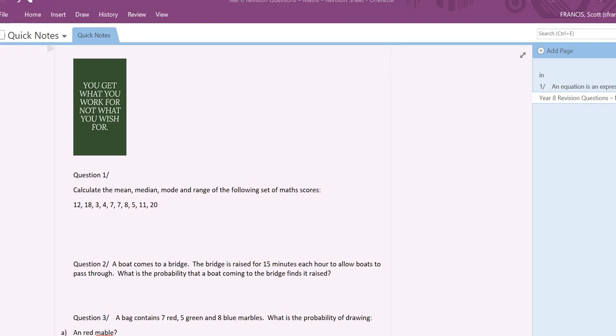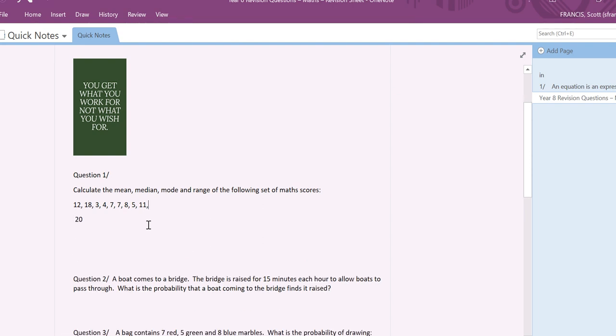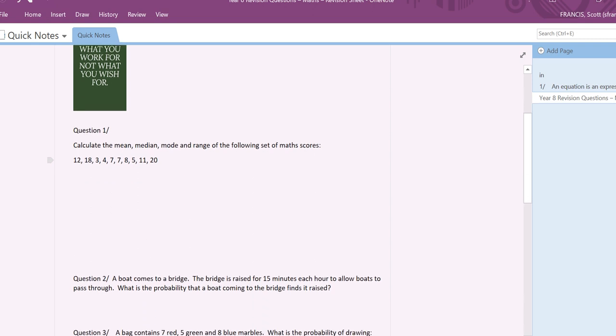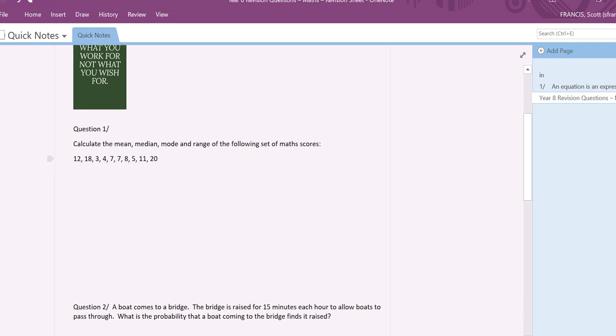I want to quickly work through the questions that we've done on this first revision sheet. Let's start here. We've asked the mean, median, mode, and range of the data set here. Let's start with the mean.